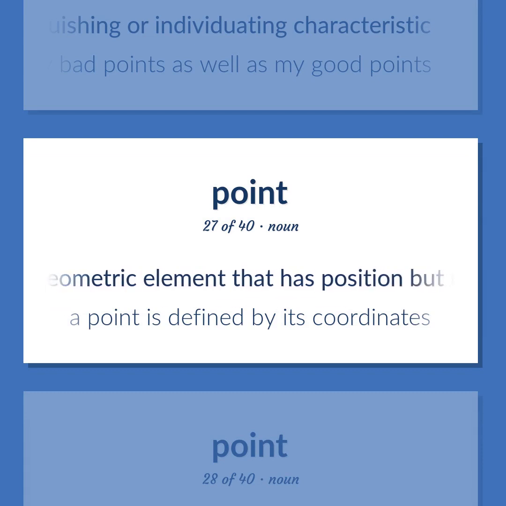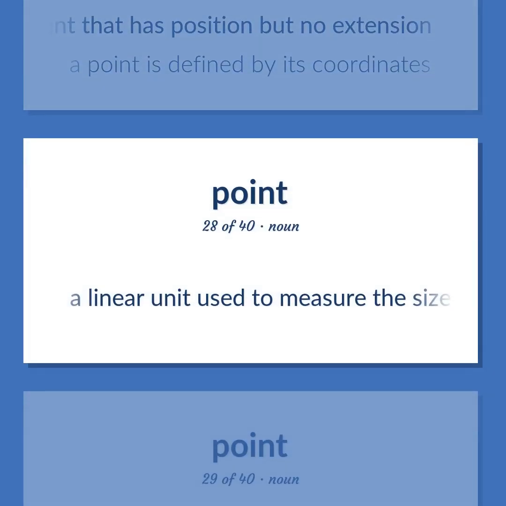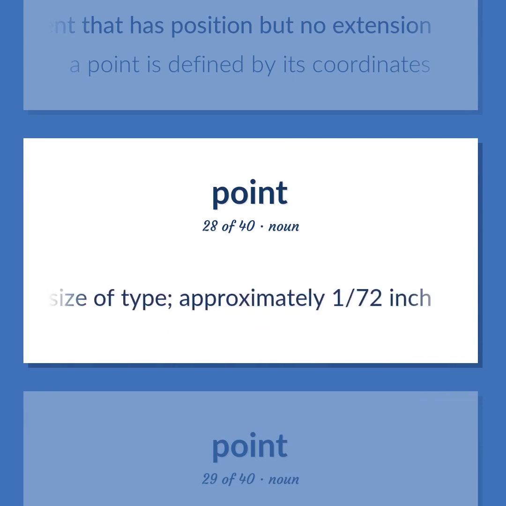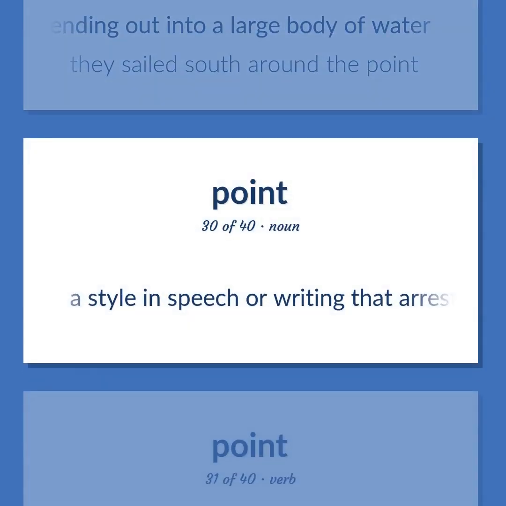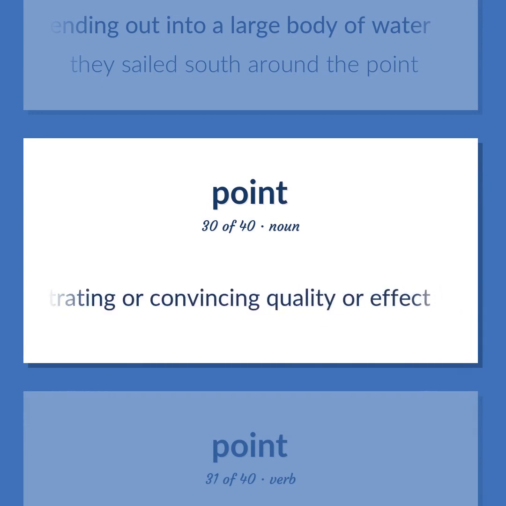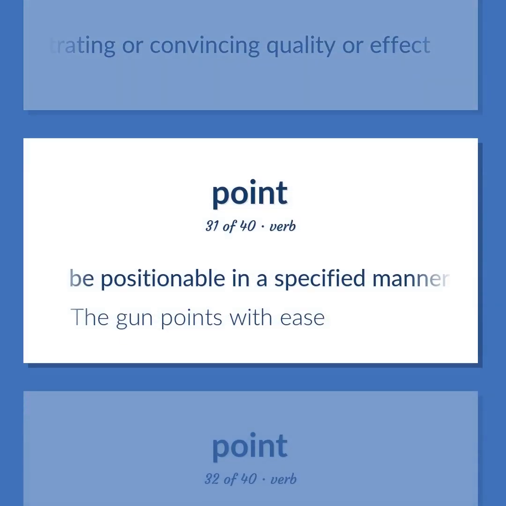A geometric element that has position but no extension. A point is defined by its coordinates. A linear unit used to measure the size of type, approximately 1/72 inch. A promontory extending out into a large body of water. They sailed south around the point. A style in speech or writing that arrests attention and has a penetrating or convincing quality or effect. Be positionable in a specified manner. The gun points with ease.